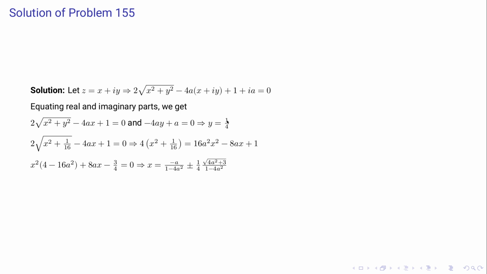That is y = 1/4. Now we take this value and we substitute in the real part, that is 2 into square root of x² + 1/16 − 4ax + 1 = 0. Now it is a simple matter of simplifying this. We finally arrive at the result as x = (−a ± (1/4)√(4a² + 3))/(1 − 4a²).